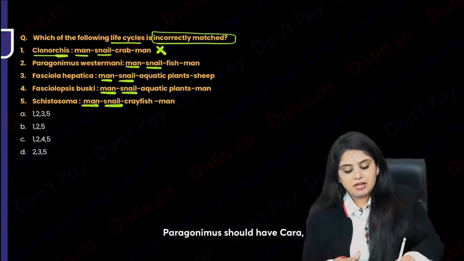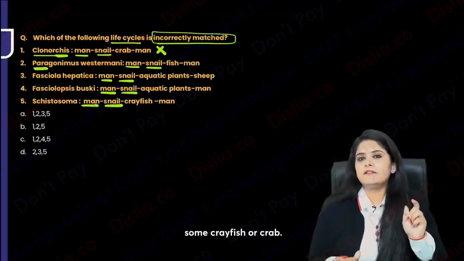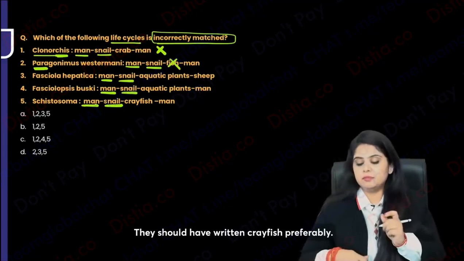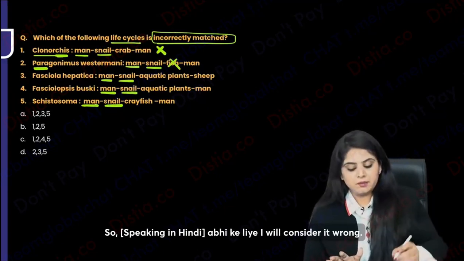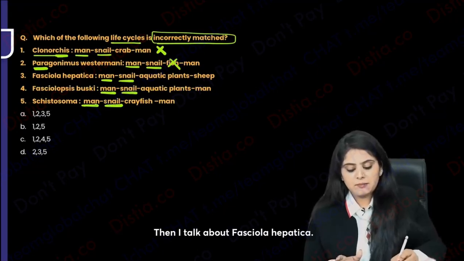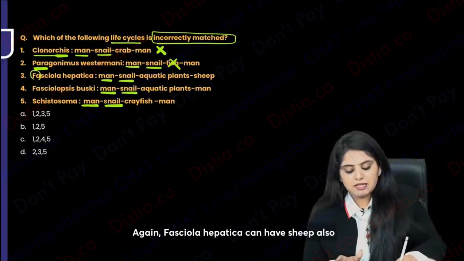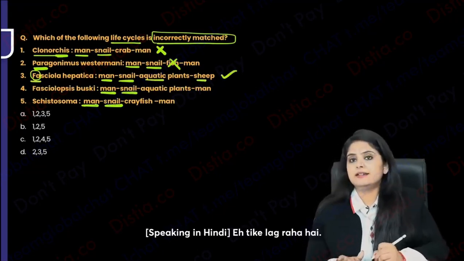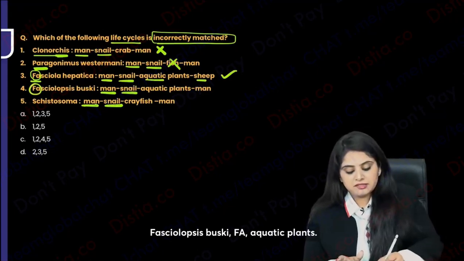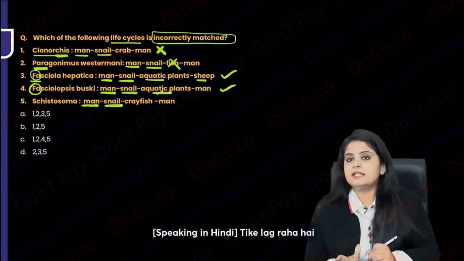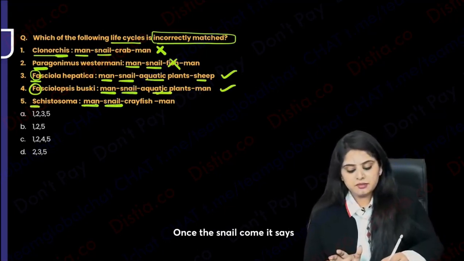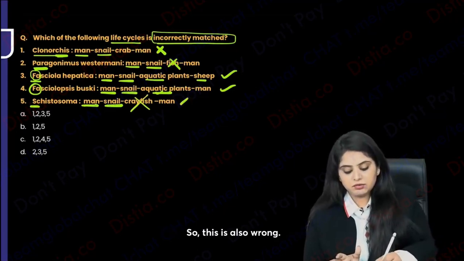Okay. Paragonimus should have crayfish or crab. Only fish is written? They should have written crayfish preferably. So for now I'll consider it wrong. Then I talk about Fasciola hepatica. Again, Fasciola hepatica can have sheep also, and A for aquatic plants. This looks right. Fasciolopsis buski can have aquatic plants. Looks right. Schistosoma needed only S. Once the snail comes, it says that it doesn't need anything else in life. So this is also wrong.